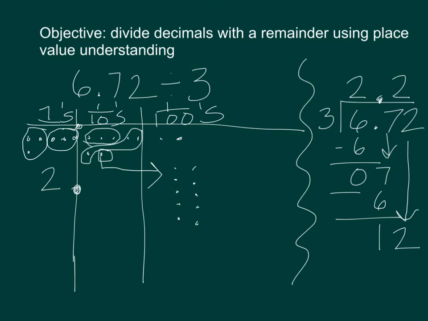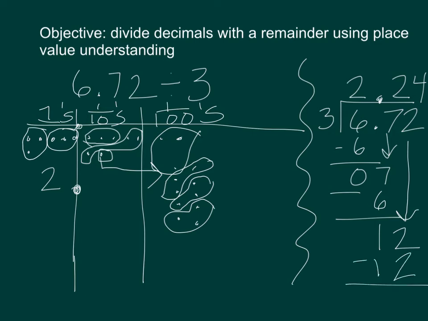How many groups of 3 can I make out of 12? I can make 1 group, 2, 3, 4. 4 groups of 3 is 12. And I have nothing left over.